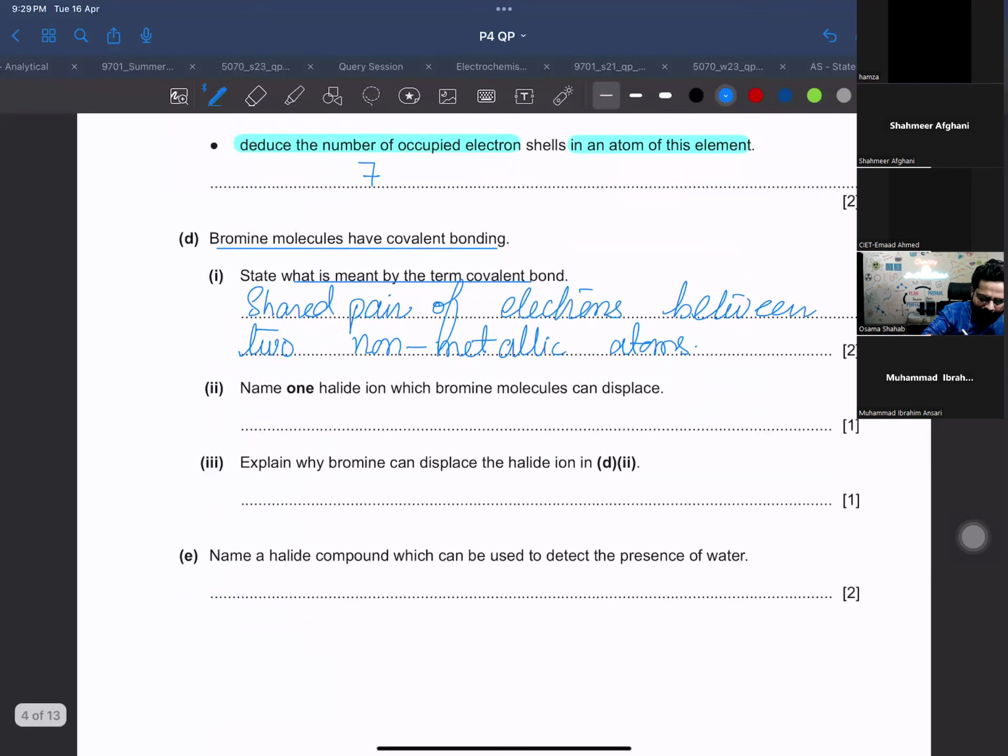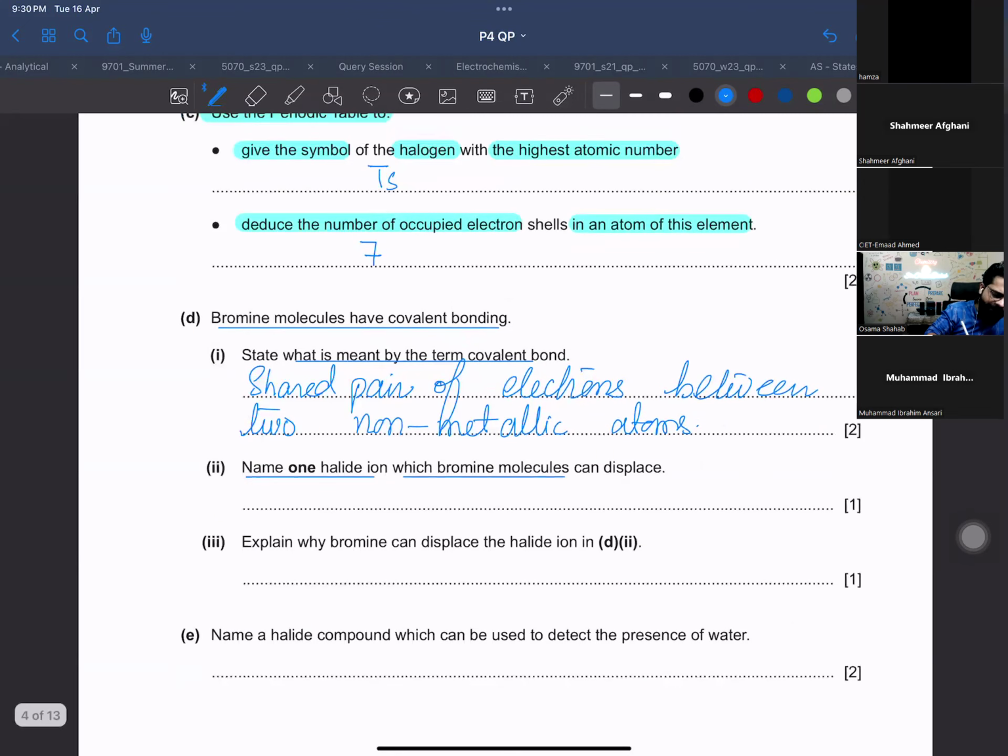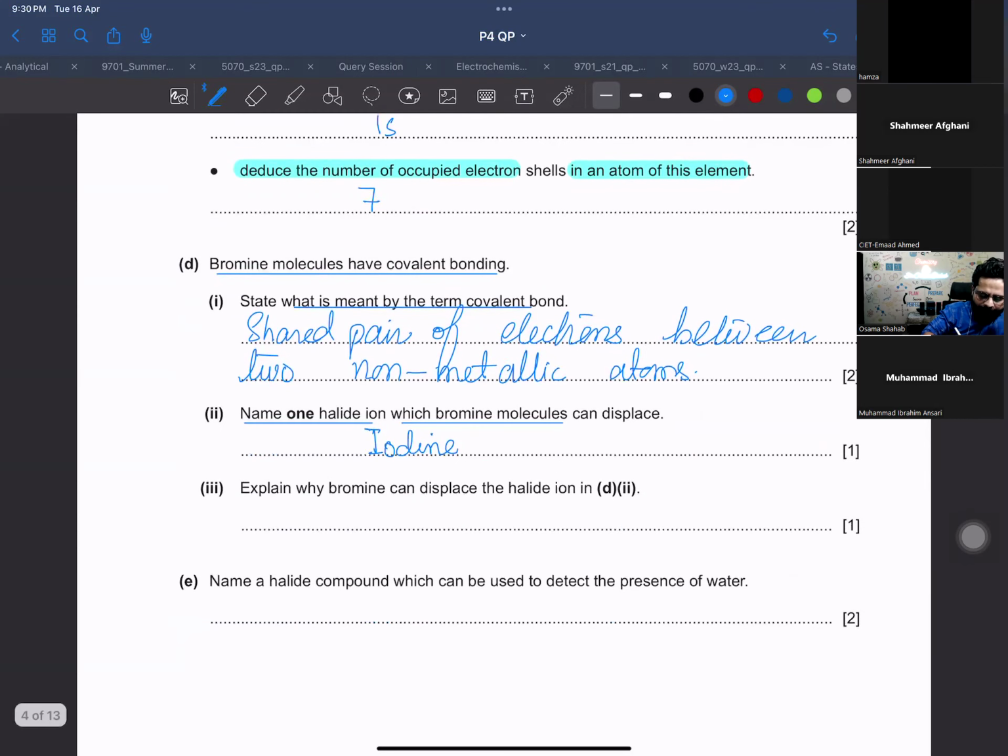All right, then they are saying name one halide which bromine molecules can displace. So definitely the one which is less reactive than bromine can be displaced by bromine. So it should be iodine, or astatine, or the new element tennessine. So you can write any one of them. It should be iodine for me. It's easier, right? Explain why bromine can displace this halide. Because bromine is more reactive than iodine. Simple as this.